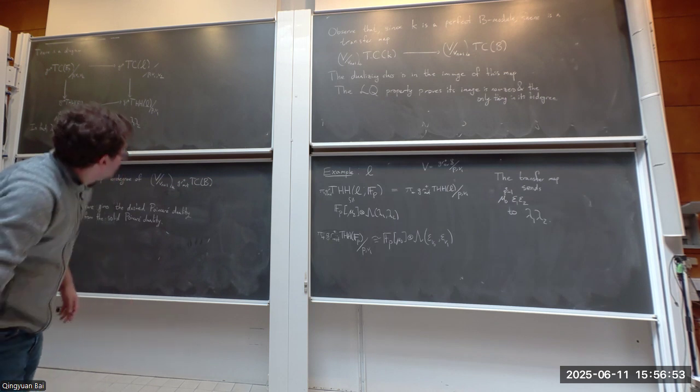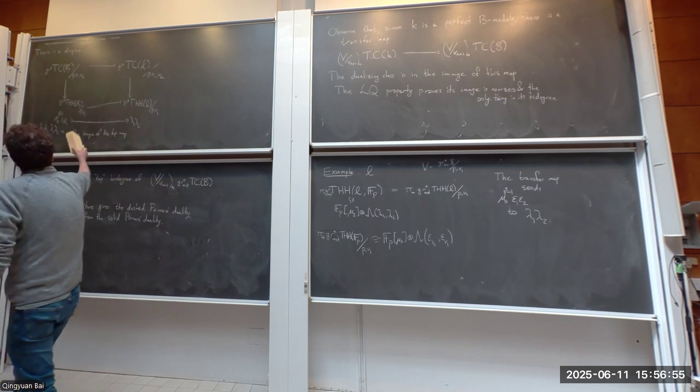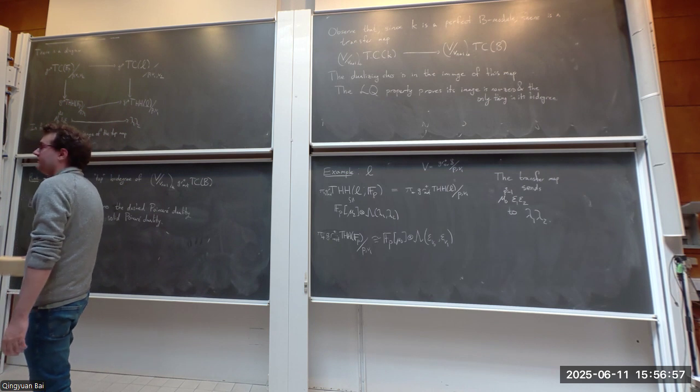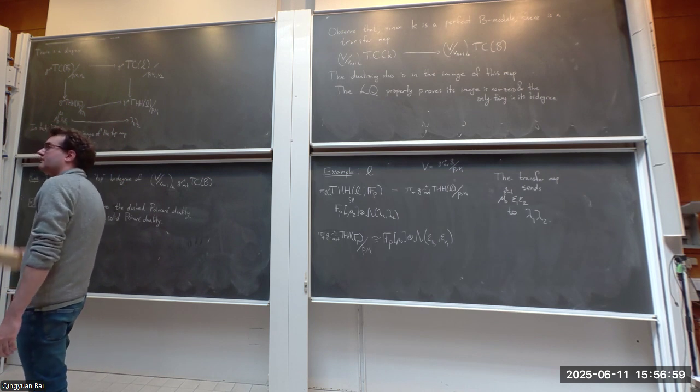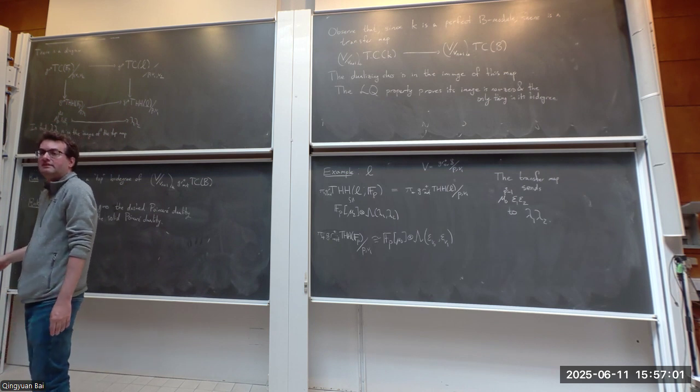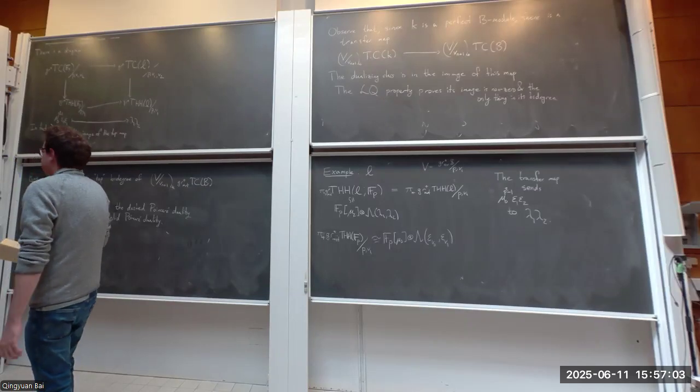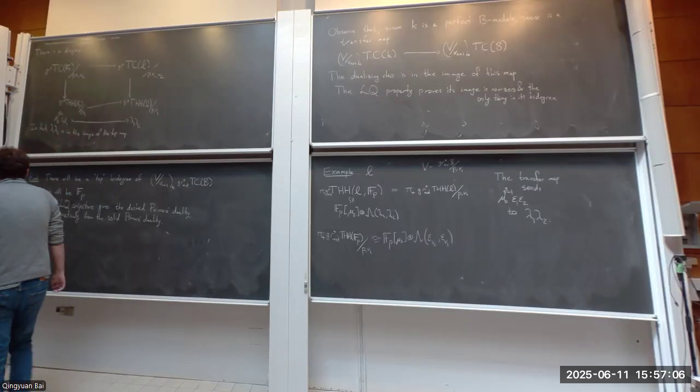And it's a little bit interesting because if I didn't mod out by V2, this statement would be false. On the bottom it is true mod P, V1, but when I go to TC, I need to mod out by V2 for the statement to be true.